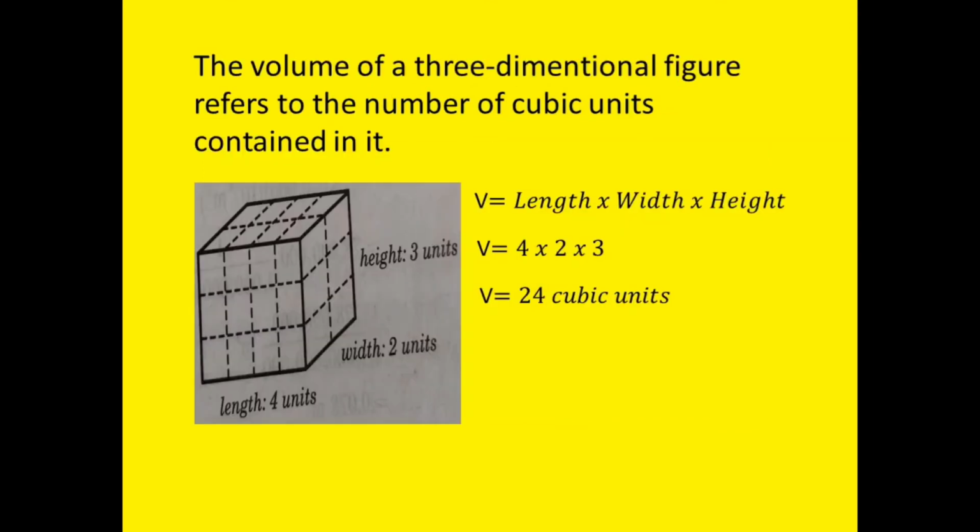Alright? So the volume of a 3-dimensional figure refers to the number of cubic units contained in it. So based on the illustrations that we have here, we have the height, 3 units, the width, 2 units, and the length, that is 4 units. And in order to obtain the volume of this 3-dimensional figure, we need to multiply the length, the width, and the height. So the volume of this figure is equivalent to 24 cubic units.